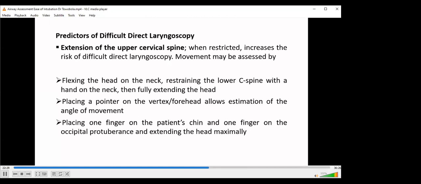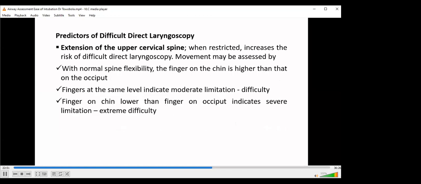the head. We can place a pointer to allow estimation of the angle of movement, but objectively, you place 2 fingers on the head, one on the patient's chin and one on the occipital protuberance, and extend the head maximally.